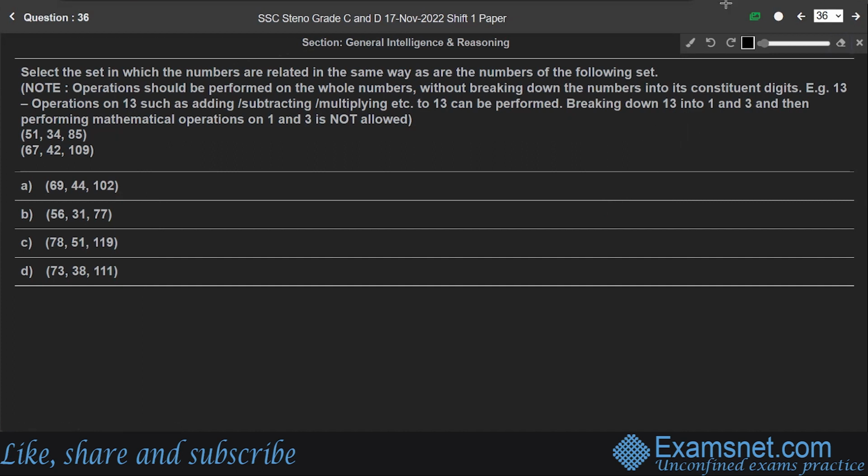So here, the logic behind the first and second sets is: the first number is 51 in the first set, and the second number is 34. Add these two numbers, you will get 85, which is the third number. Therefore, the logic is first number plus second number is equal to third number, right?